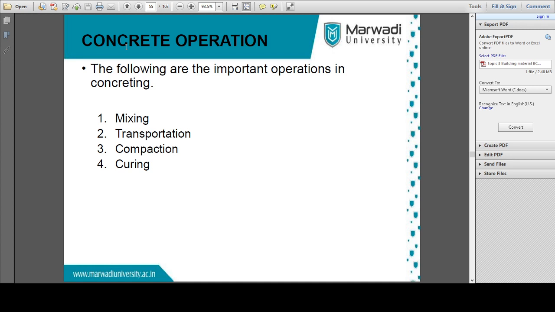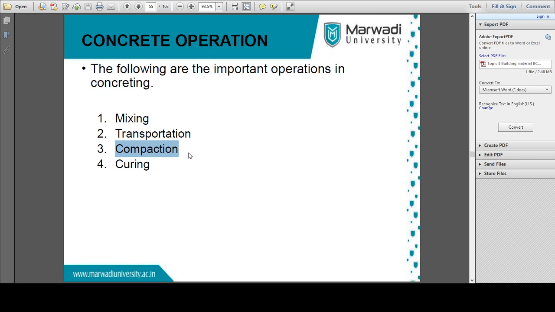Third one is compaction. So in compaction, whenever we are filling this concrete in any structural member, we are filling in three layers. So if our beam or a column is having certain depth, say a depth of 3 meter, right, then we are filling 1 meter of its depth, then we are doing compaction with the steel rod, and we are applying 25 blows.